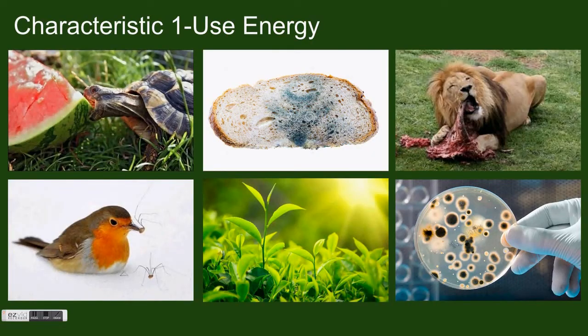Characteristic 1 is that all living things must be able to gather and use energy. Energy can come in many forms, such as a lion eating zebra meat, or a plant using photosynthesis to get energy from the sun. Energy is what powers an organism to live each day.